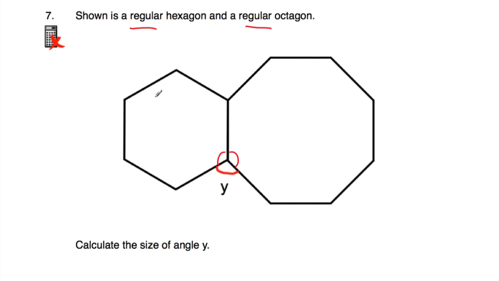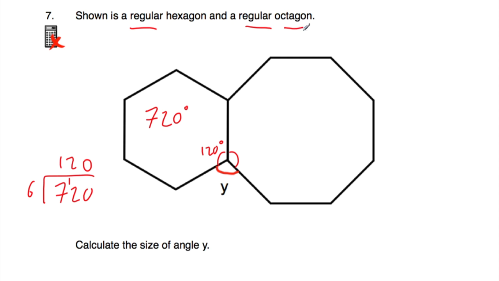So let's start off with our hexagon. So the angles on a hexagon add up together to be 720 degrees. That's the size of the interior angles. And if we divide that by 6, the number of angles, that'll be the size of each interior angle. So 720 divided by 6. So 6 goes into 7 once, remainder 1. 6 goes into 12 twice, and 6 goes into 0, 0 times. So that's 120 degrees. So the size of this angle is 120 degrees. That's the size of each interior angle of that regular hexagon.